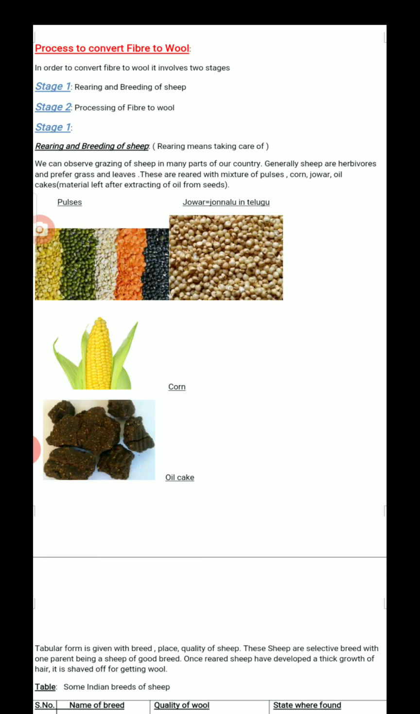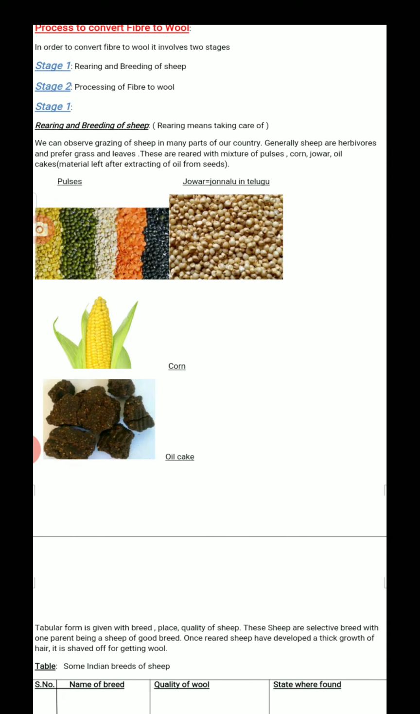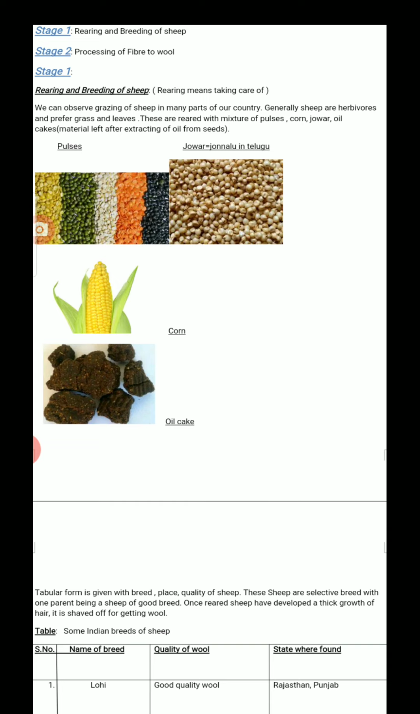Generally sheep are herbivorous. They prefer leaves and grass, and we can rear them at home with a mixture of pulses, corn, jowar, oil cake. Pulses, we can see in the image clearly. There are different types of pulses. Jowar is one type of food material. Corn, sweet corn or ordinary corn we can use.